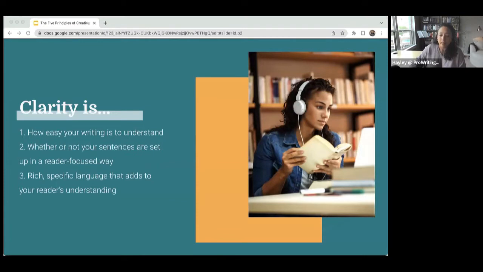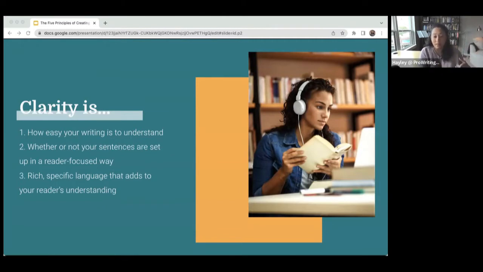Now, clarity is finally using rich and specific language that adds to your reader's understanding. And I think this point is really important to focus on before we move forward, because a lot of times when I talk about clarity, people worry that I'm just talking about making sentences super simple, subject, verb, that's it. That could not be further from the case. Clarity is about creating simple, effective sentences, but it's also about using rich and specific language. It's both and, it's not either or.